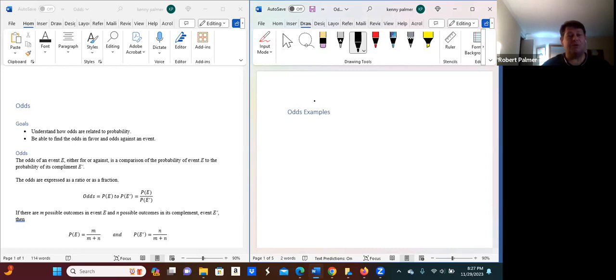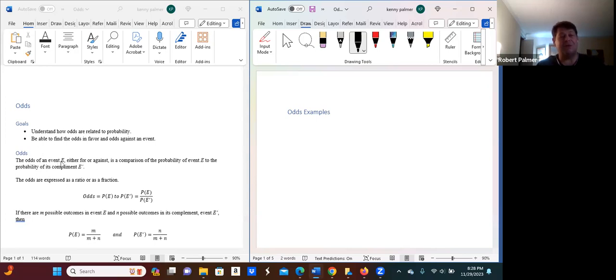So for odds, our goal is to understand how odds are related to probability and then be able to find the odds in favor or the odds against some event happening. Okay, so we talk about odds. You've probably heard people talk about odds, especially in sports, the odds of a team winning or the odds of a team not winning, or maybe the odds of someone winning an award like the Heisman Trophy. So they're related to probabilities. Let's discuss how that is.